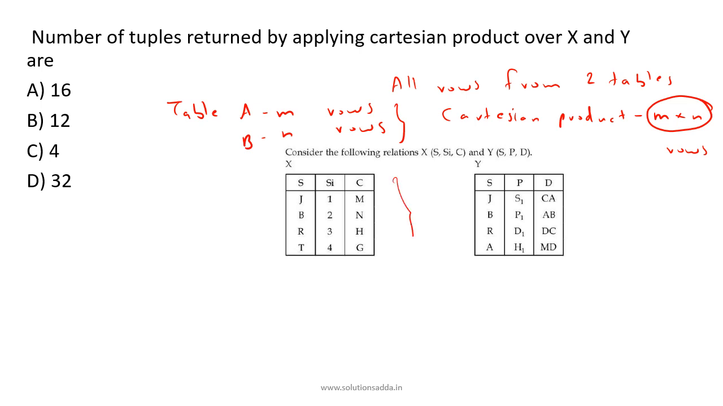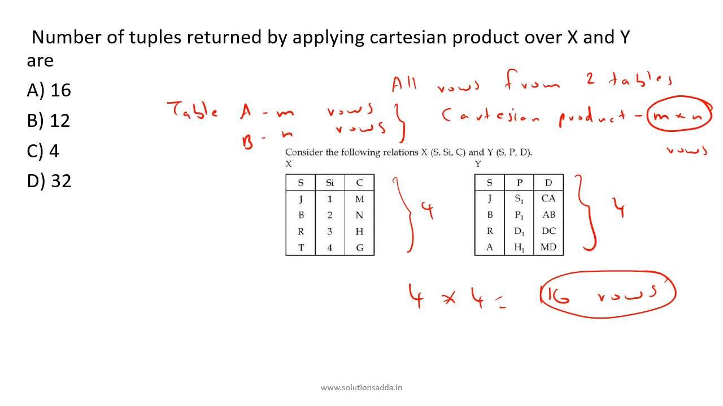So this is having 4 rows. This is also having 4 rows. So Cartesian product will return 4 into 4, 16 rows. So option A, 16 is the correct answer here.